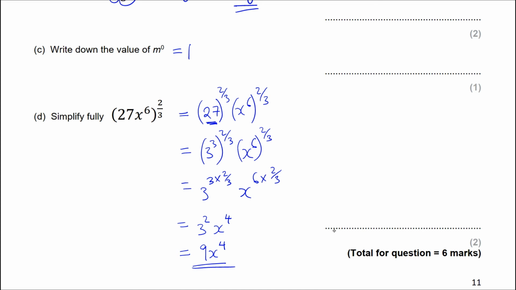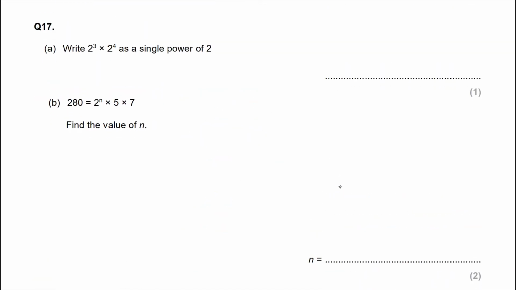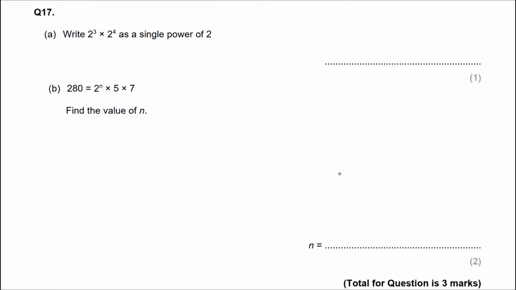Okay, next question, number 17. Again, just applying laws of indices that I already explained. So this will be equal to 2 to the power 3 plus 4, which will be 2 to the power 7.